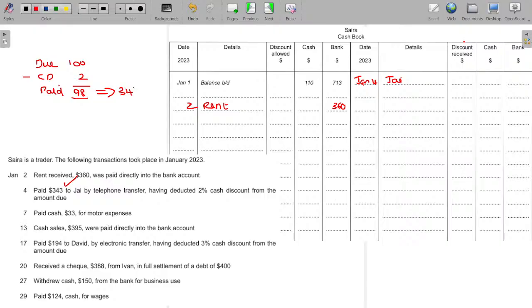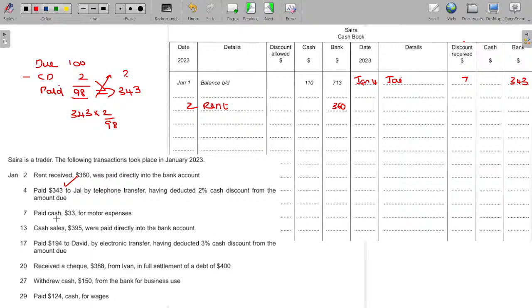Then what about the cash discount? You can do the cross multiplication, 343 into 2 by 98. So 343 in bank. If you do the cross multiplication, 343 into 2 by 98, it is 7 rupees.